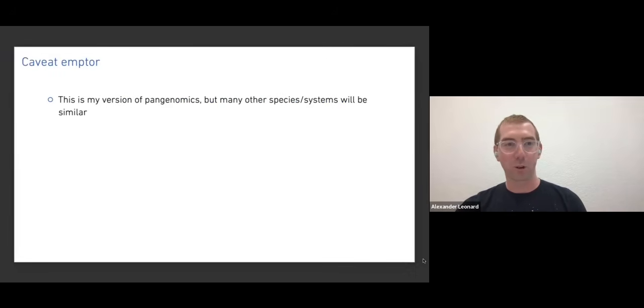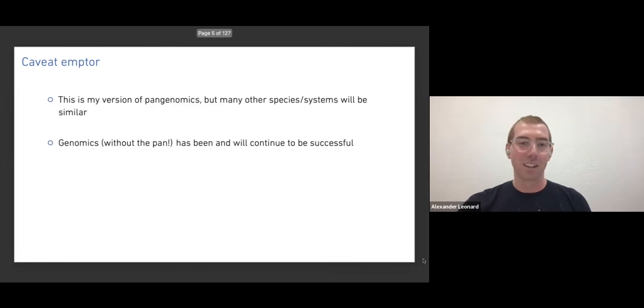As a kind of pre-warning, this is the type of pangenomics that I do. So I'll probably talk a lot about cattle because that's the system I work on. But many other species and systems will broadly be similar. Of course, there are many species that have their own unique traits where many of these topics may not apply or apply as easily, but hopefully this will work for many people.